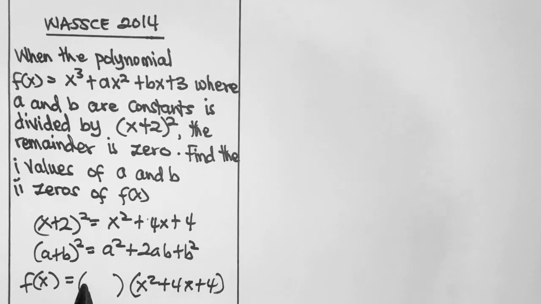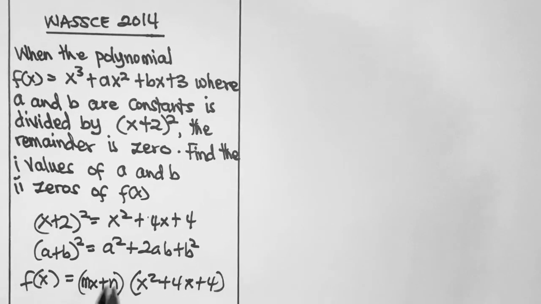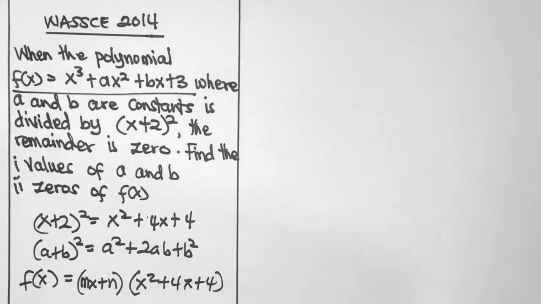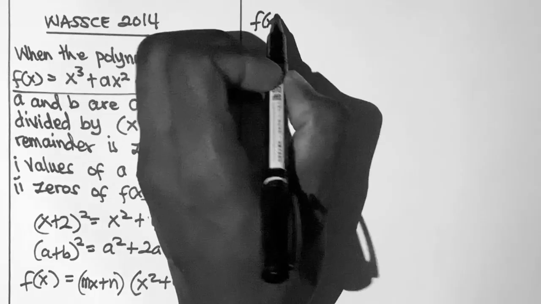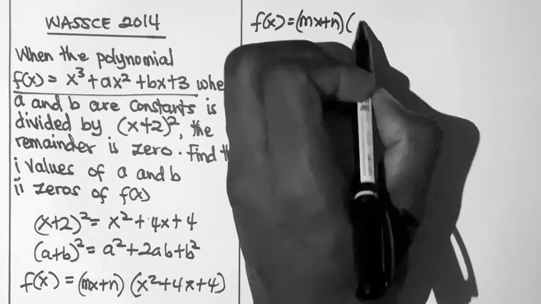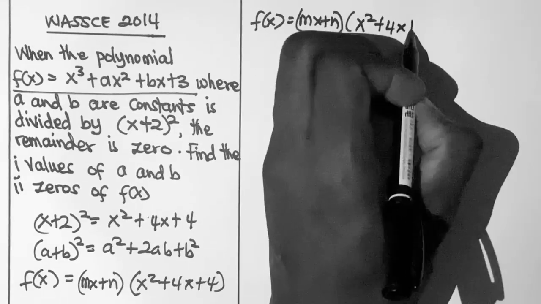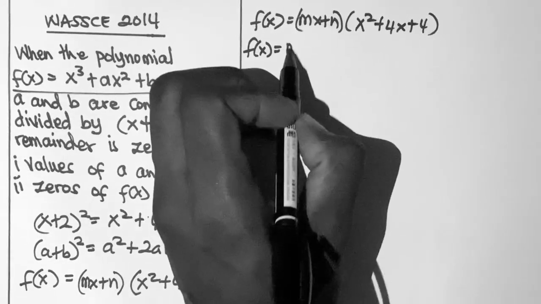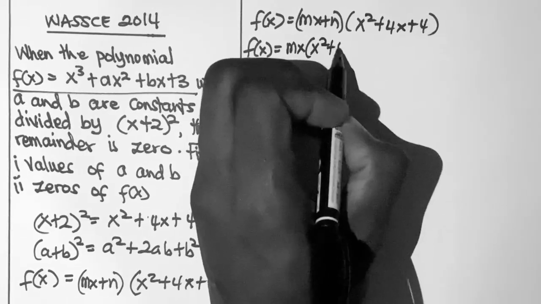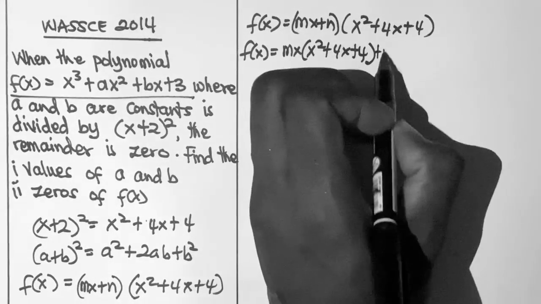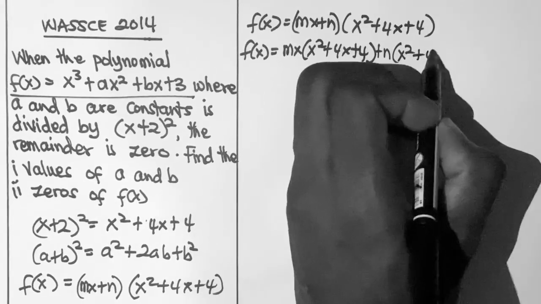So now let's let that factor be mx plus n. So what we'll do is that we'll expand this and then compare it with this polynomial. So f of x is equal to mx plus n, then times x squared plus 4x plus 4. So let's expand. So f of x is equal to mx times x squared plus 4x plus 4, then plus n times x squared plus 4x plus 4.